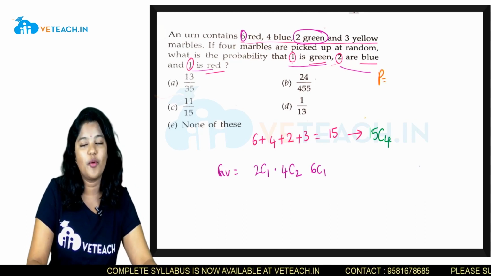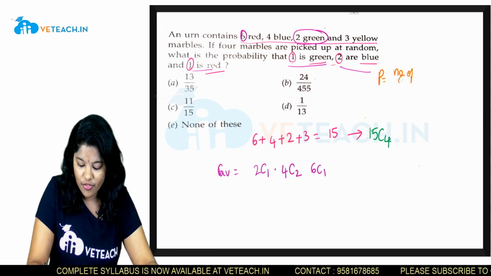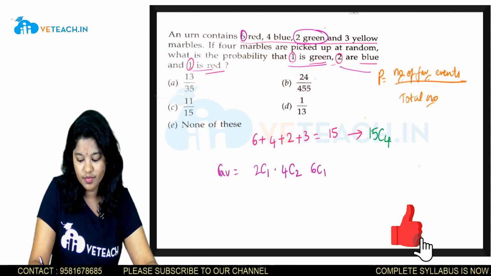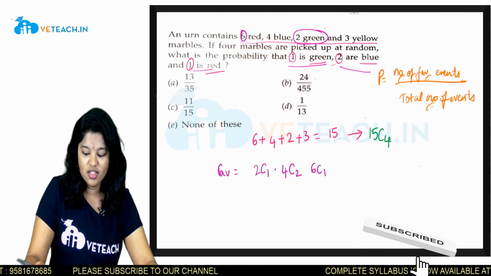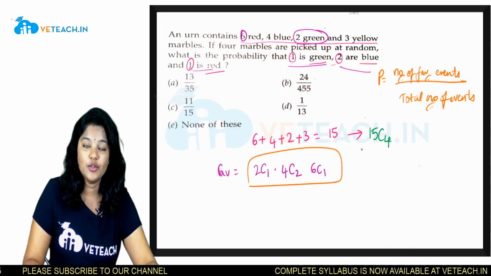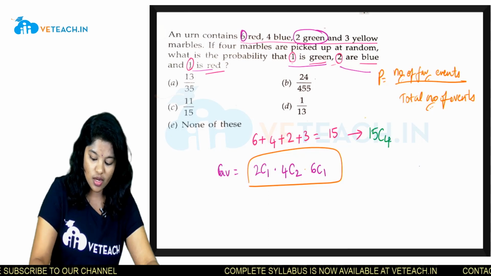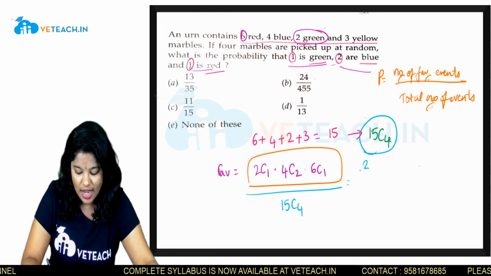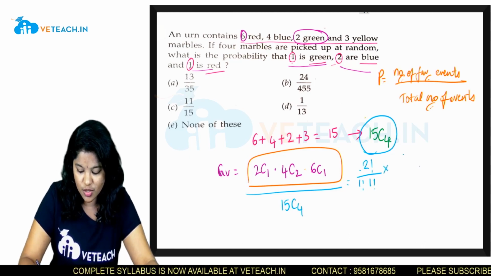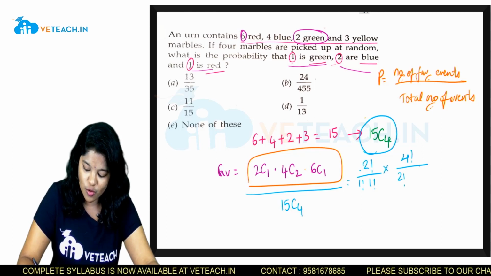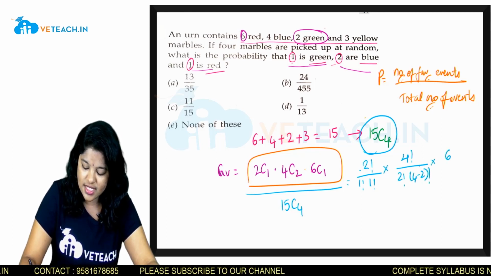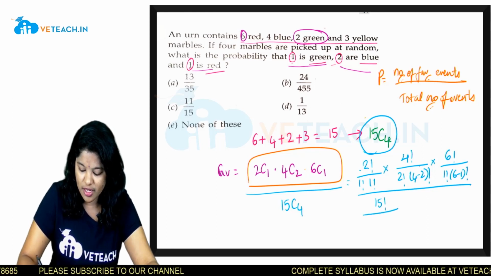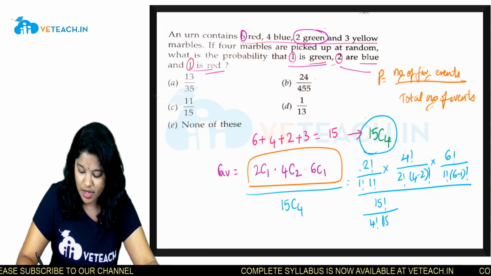According to the definition or formula of probability, probability is equal to the number of favorable events divided by the total number of events. So what are our favorable events? 2C1 into 4C2 into 6C1. And what is our total number of events? Divided by 15C4. So 2C1 means 2 factorial by 1 factorial into 1 factorial, into 4C2, 4 factorial by 2 factorial into 4 minus 2 factorial, 6C1, 6 factorial by 1 factorial into 6 minus 1 factorial, divided by 15C4, 15 factorial by 4 factorial into 15 minus 4 factorial.